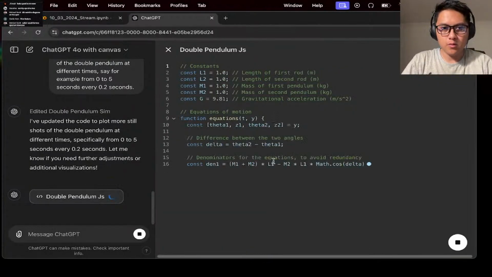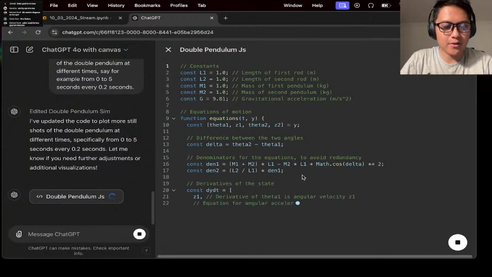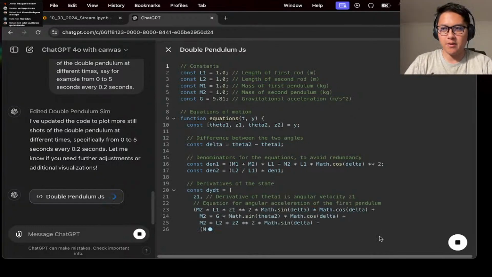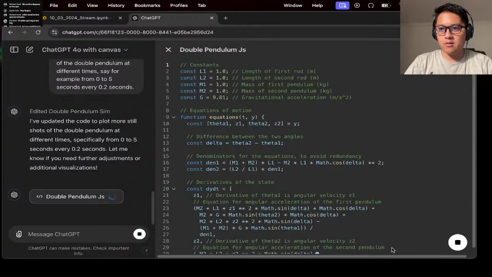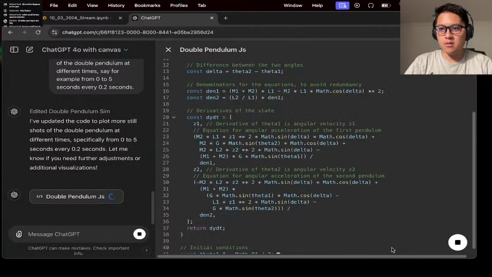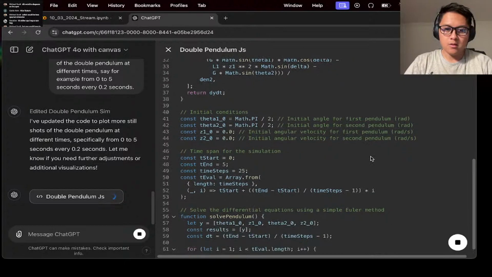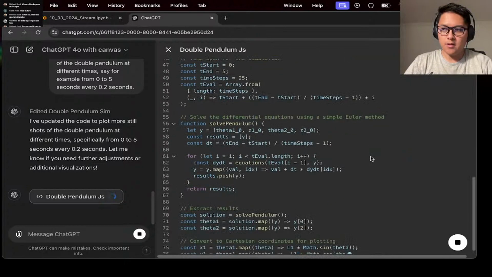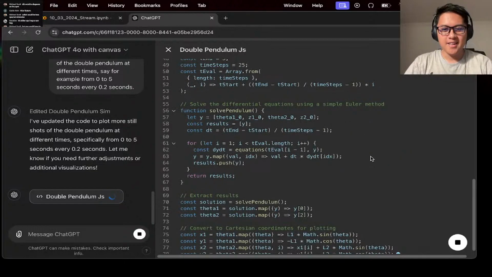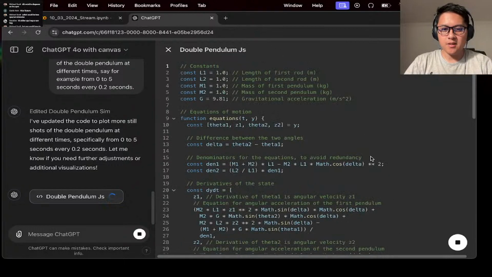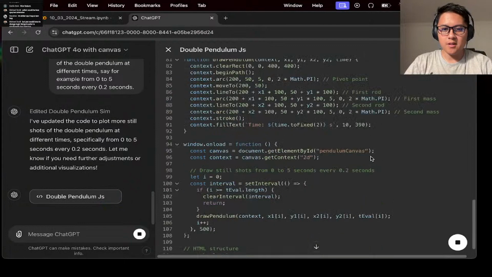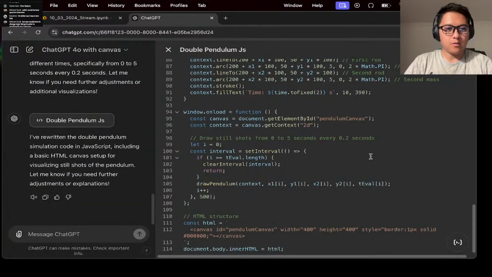Whoa. Oh, this is in JavaScript now. I didn't realize I actually hit that, but it's doing it in JavaScript now. That's pretty cool. It's pretty fun to watch. Whoa. Well, that was cool. Is there a usage cap? That's a great question. I don't know.